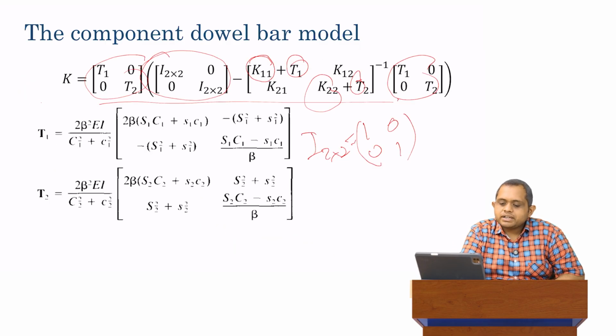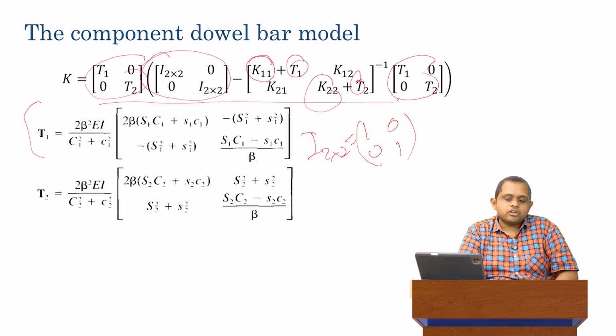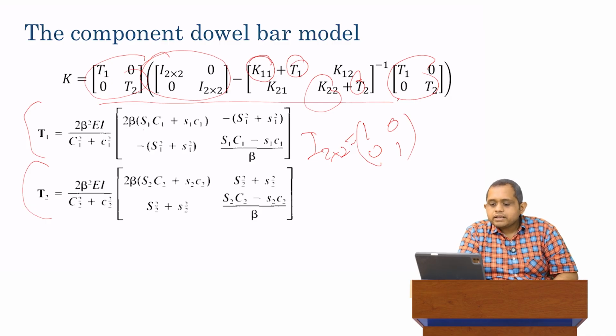And so this is what T1 looks like. Fairly complicated looking, but it's actually not too difficult. You're just inverting a 2 by 2 matrix. That's actually quite simple to do. So this is what T1 is, and similarly T2 for the other side of the overhang. Here, by the way, you see this S1, S1, C1.